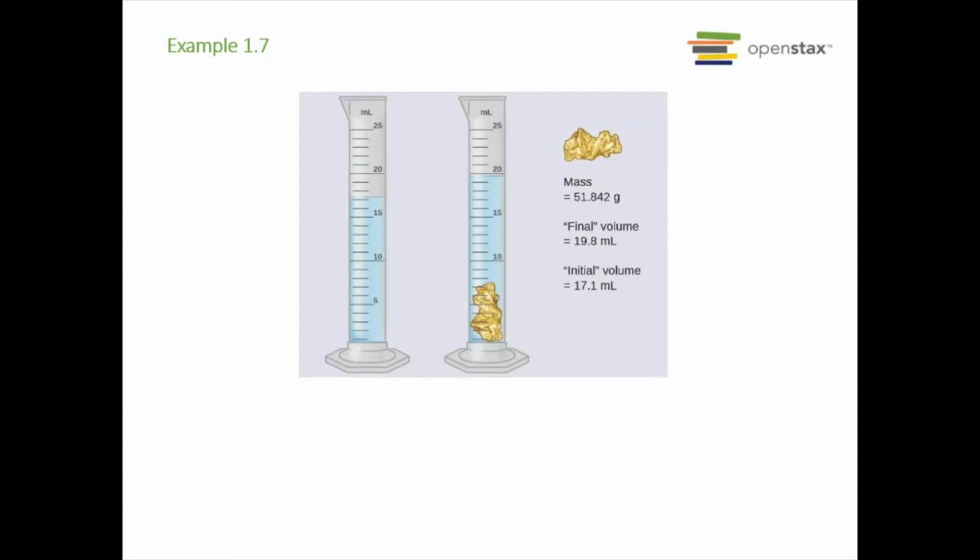Here's another one. So we're given a mass and we're given our displacement volumes. So the volume of this is 19.8 minus 17.1. So we have a volume of 2.7. This time I'm just going to call it cubic centimeters because why not? They're the same thing. So now our density is equal to 51.842 grams divided by 2.7 cubic centimeters.